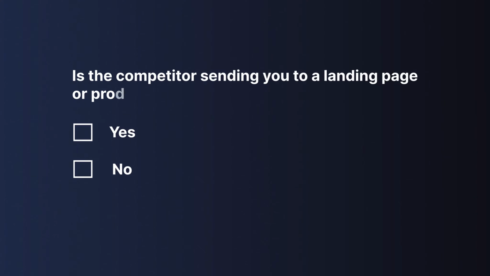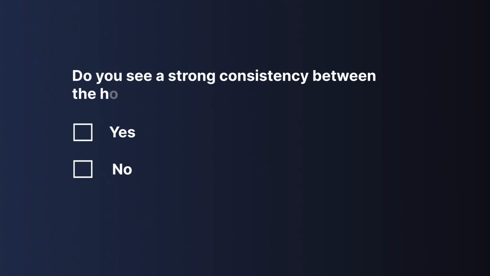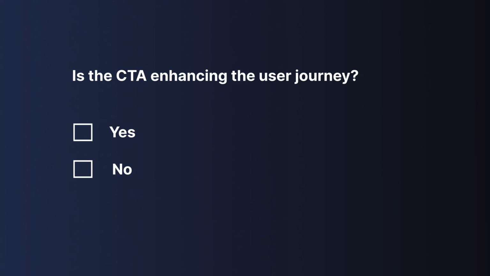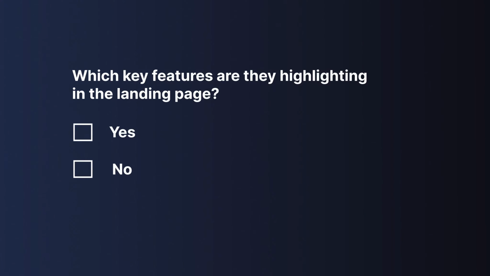Is the competitor sending you to a landing page or a product page? Do you see a strong consistency between the hook of the ad and what is hooking you on the landing page? Is the CTA enhancing the user journey? Is it hurting it? Or which key features are they highlighting in the landing page?